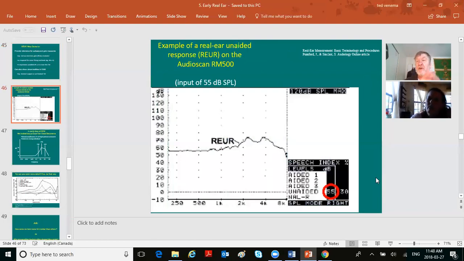So here's a picture of some REUR actually measured on some particular real ear equipment. Look at the input in red, 55 dB. Okay, 55 dB. Now look at the line here and notice how it too is at 55. So if you follow my cursor, there it is. And all of a sudden, the ear canal resonance begins to take place around 1500 hertz. And you're looking at peaks happening, and then it drops again.